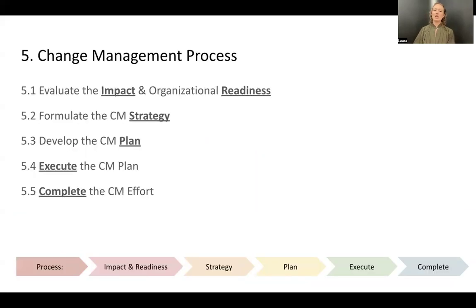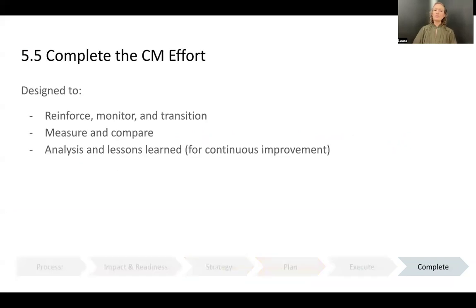Let's dive right into section 5.5, complete the change management effort. The processes in this group reinforce the work in the change management plans, determine the effectiveness of the work, monitor progress, and transition the change initiative to the business. These processes include measuring results and comparing to the expected benefits or business outcome. These processes also include the continuous improvement activities that come from the post-project analysis and lessons learned.